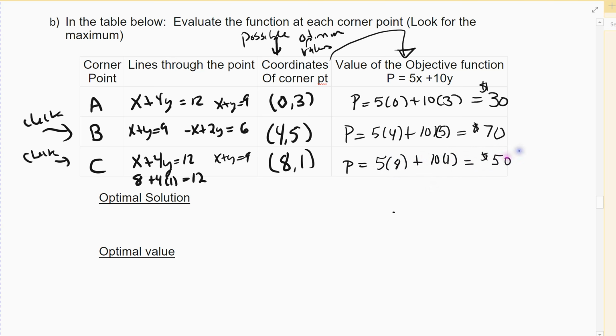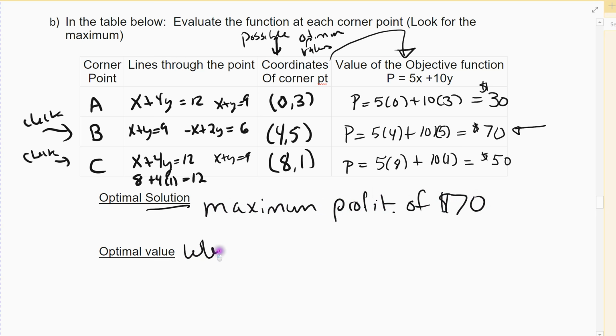40 and 10, that's 50, not 60. And so 70 is the biggest. That's my optimum value. So my optimum solution is the maximum. So we get a maximum profit, whatever it is, we didn't tell you what the profit was, of $70 when x equals 4 and y equals 5. That'll give me my optimum value.